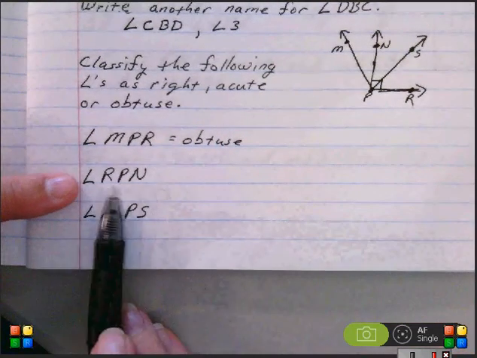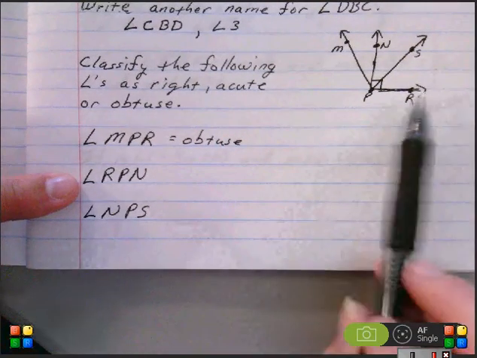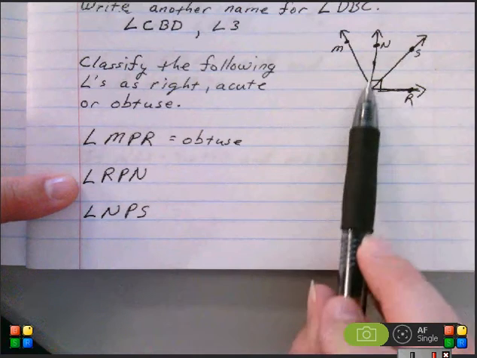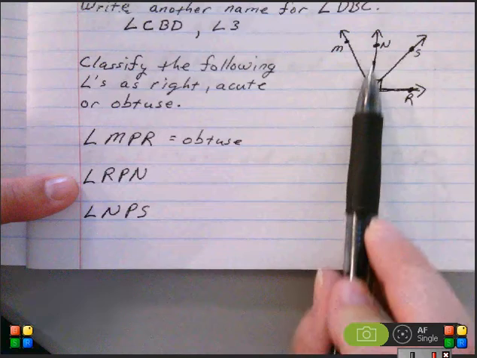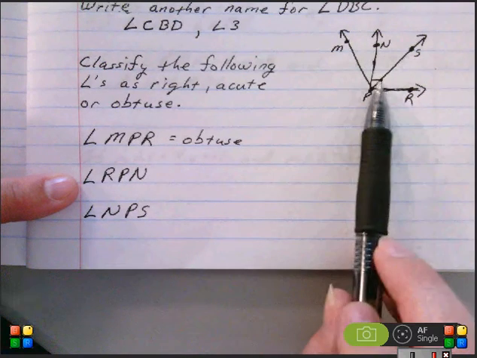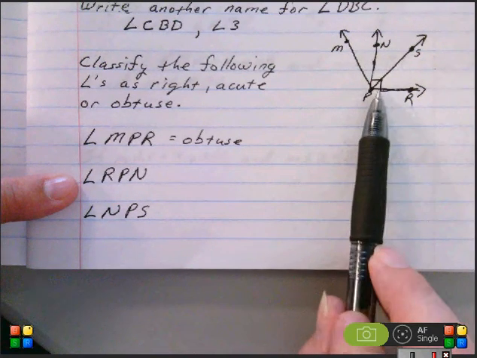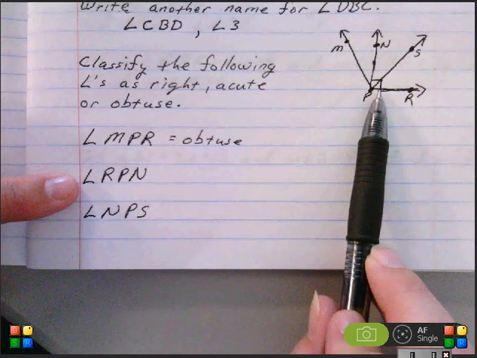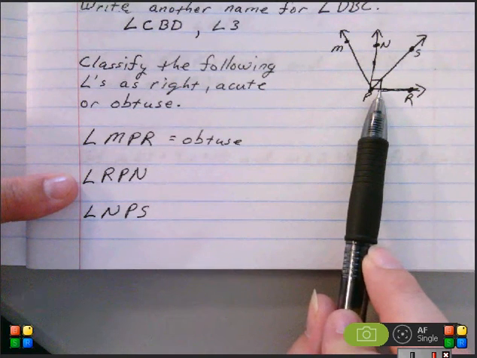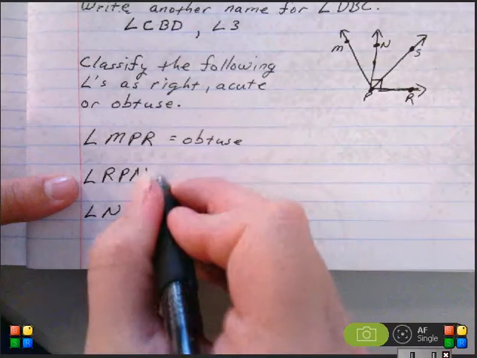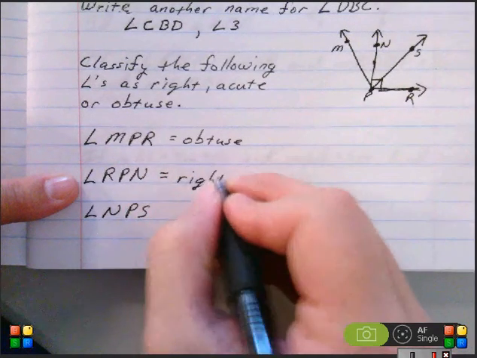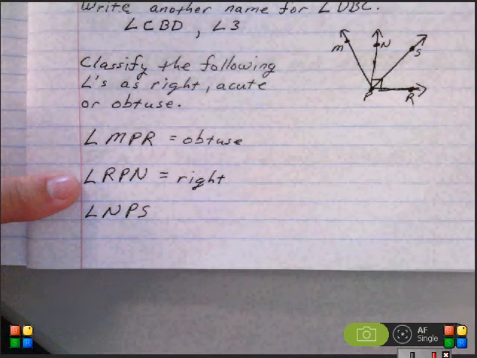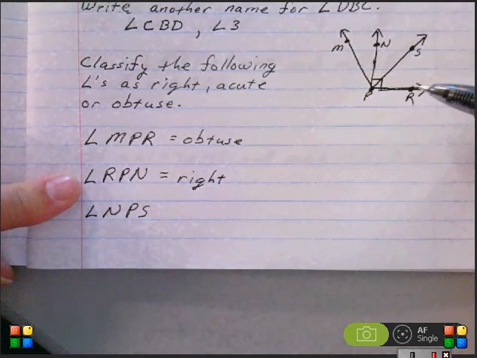Let's look at the next one, RPN. So we're going to follow this R, P, and then up here to N. So what is this angle? What does this box down here mean? I see this box attached to my angle. Well, that box means that it's a right angle. So we know, even without having to measure, this is a right angle. If they did not have that box, we would have to measure it to know for sure.